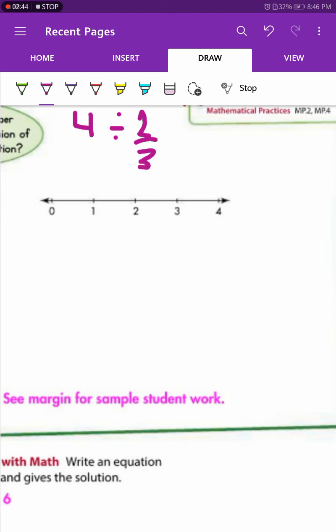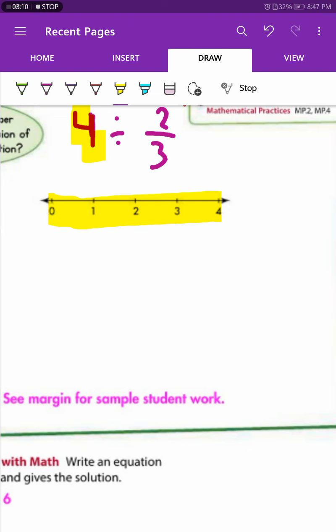And we know that it is equal to 6. Now what is the relation between this division equation and the number line? See, the 4 is the length of the number line, so the dividend is the length of the number line. Okay, teacher, what about the divisor? And what about the quotient? I will show you.